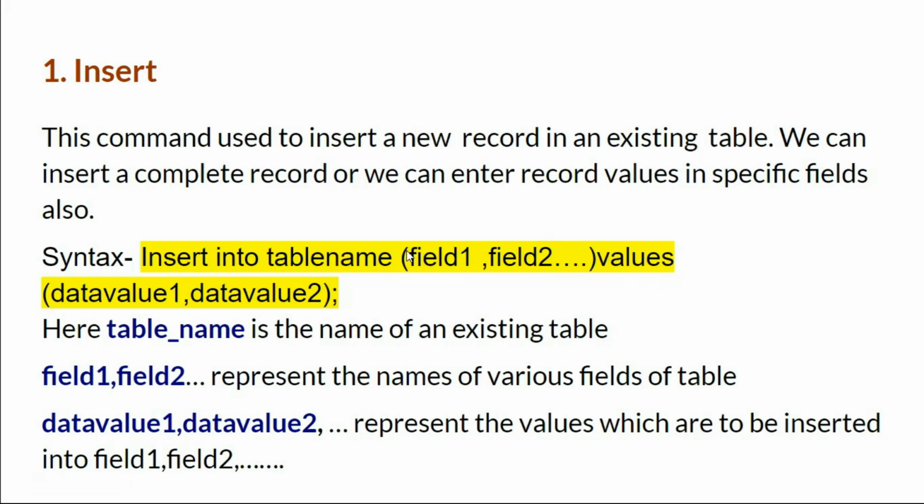According to the column names which you have given here, you can give the values for the columns. Whatever value you give as data value 1 will be mapped to field 1, and data value 2 will be mapped to field 2. I've given each and every property of it. Table name is an existing table. Field 1 and 2 are different fields available in the table. Data value 1 and 2 are the values which you are going to insert into field 1 and 2. We'll go with an example on this.